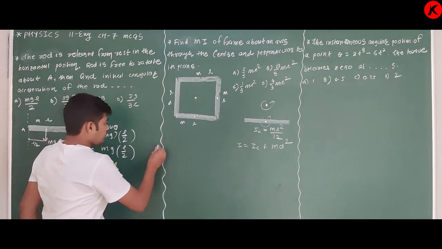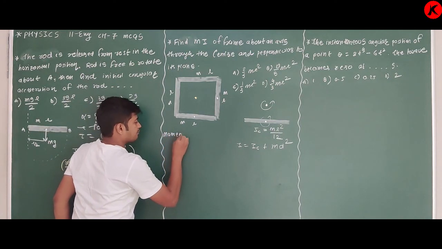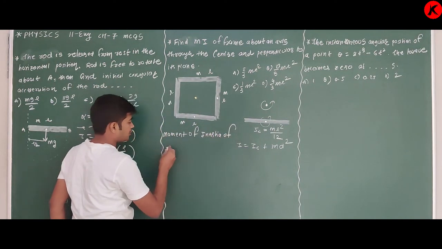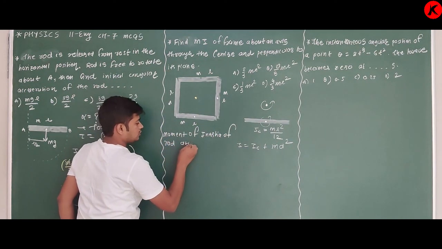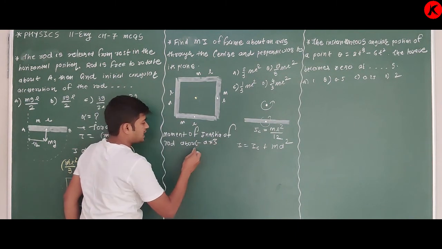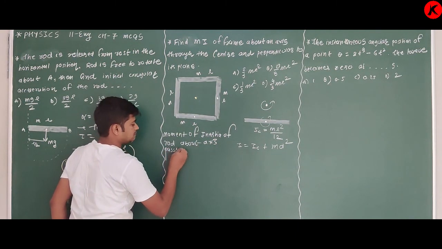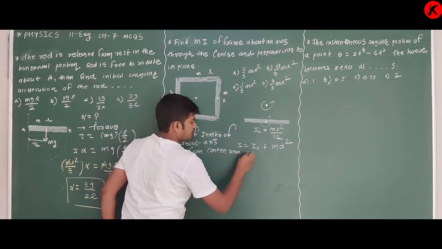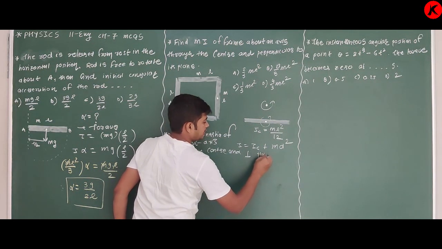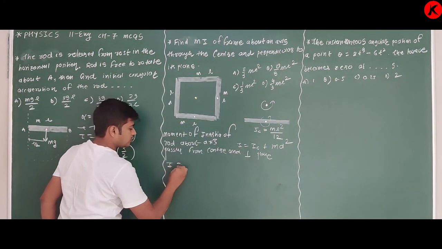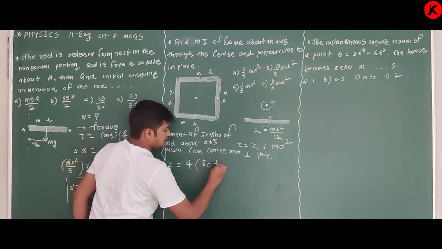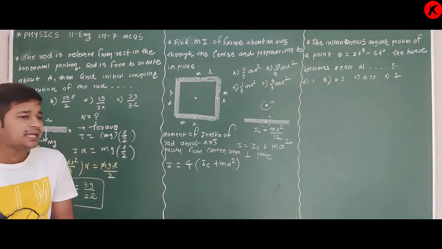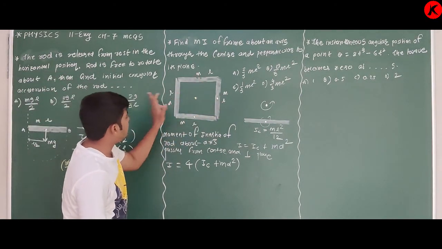So the moment of inertia of the rods about the axis passing through the center and perpendicular to the plane, I is equal to 4 times IC plus md square. Why 4 times IC plus md square? Do you understand? Due to this rod, this and this.